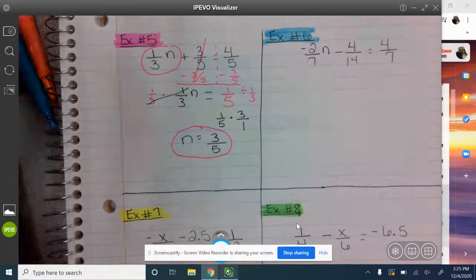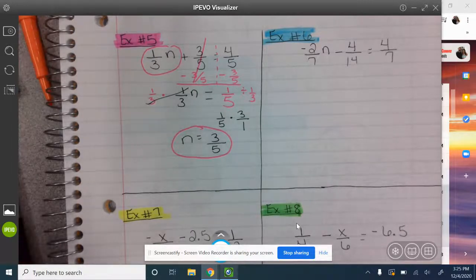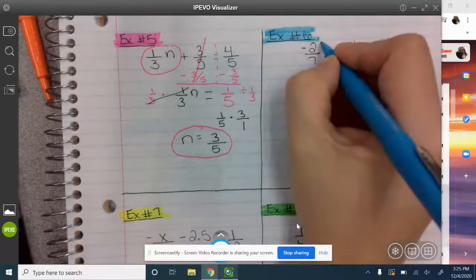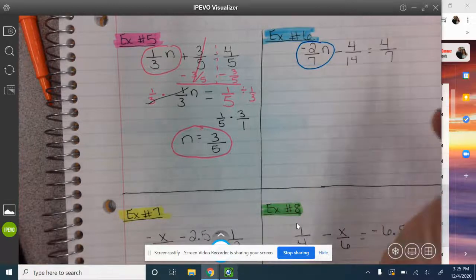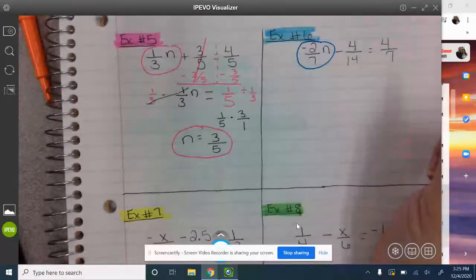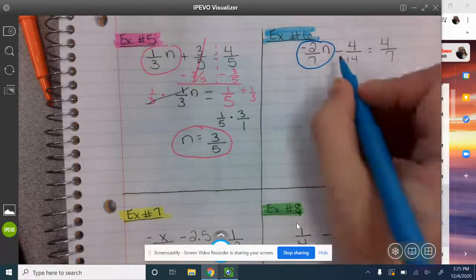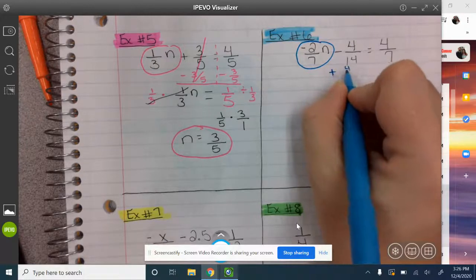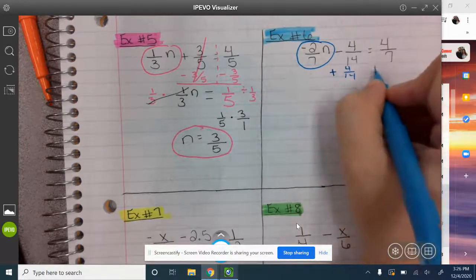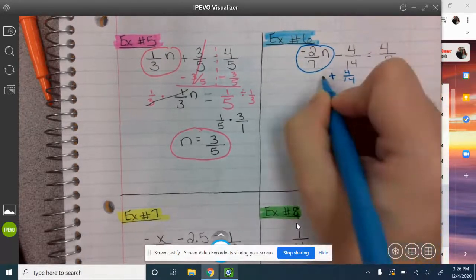Example number 6. We are almost done, I promise. All right, so I'm going to circle my -2/7 n because I want to get that by itself. So on this one, how do you undo minus 4/14? We're going to add 4/14 to both sides.